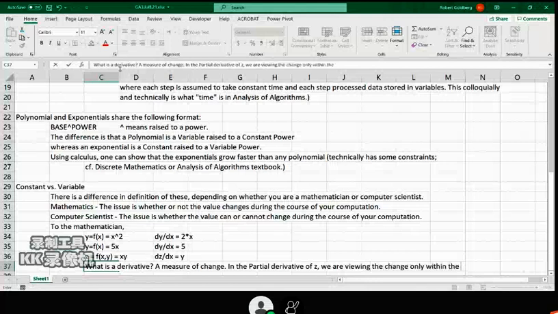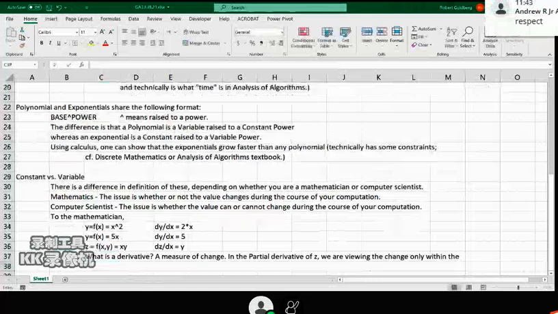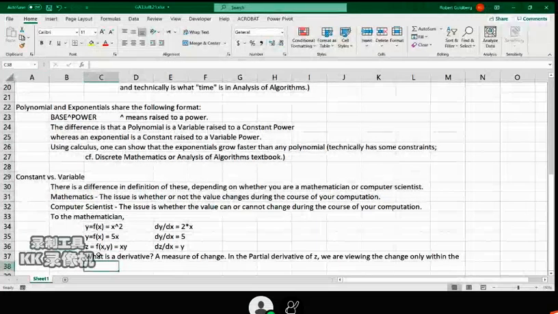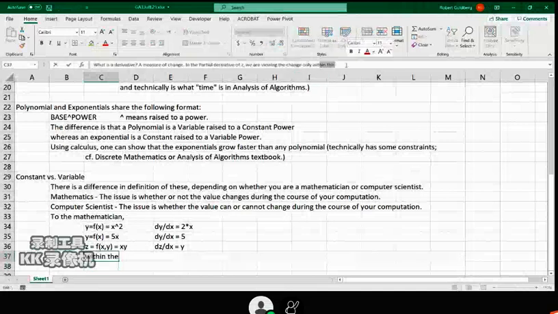What did I just say? What's the good word? We are viewing the change only within the perspective, within the context. What word did I use a second ago? Respect to. Thank you. Only with respect to. That's the right way to say it. Change only with respect to X, but not Y.